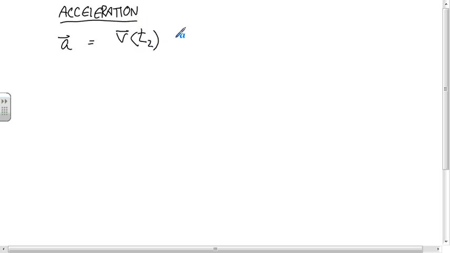And then for acceleration, the acceleration vector is the velocity at some time 2 minus the velocity at some time 1 divided by t2 minus t1. This is a vector again because you have a vector divided by a scalar.